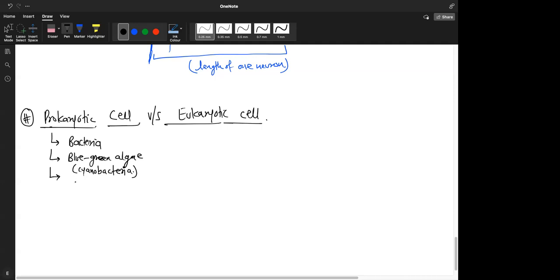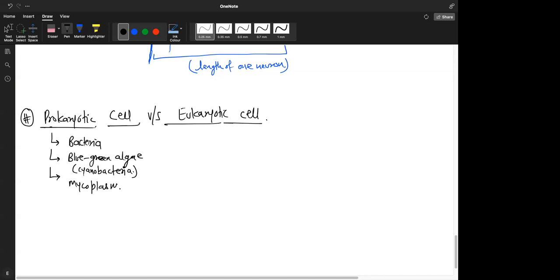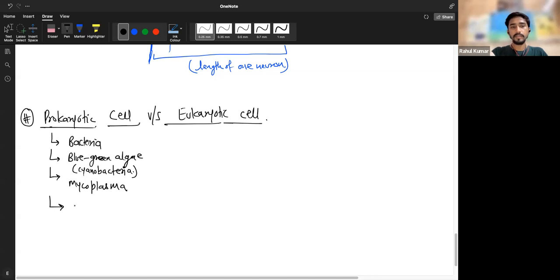Then comes mycoplasma and PPLO. PPLO is called pleuropneumonia-like organisms. In short, they are called PPLO. They are also among the smallest of the cells, along with mycoplasma.